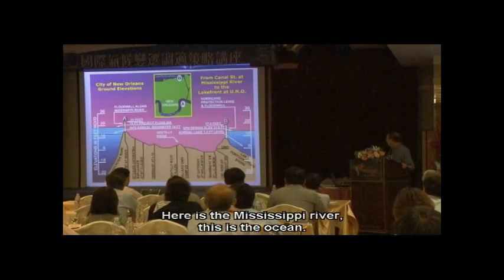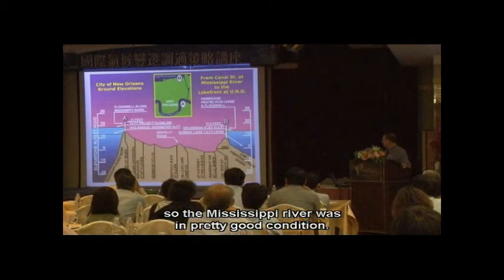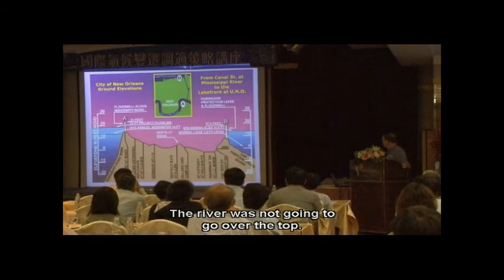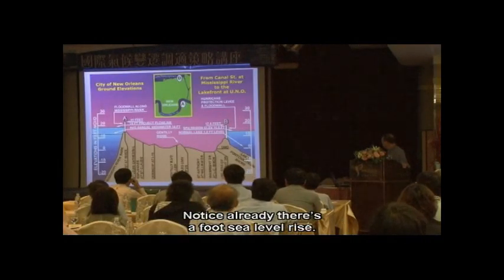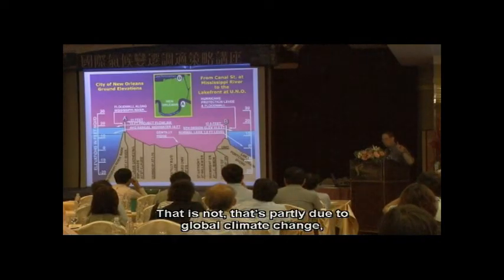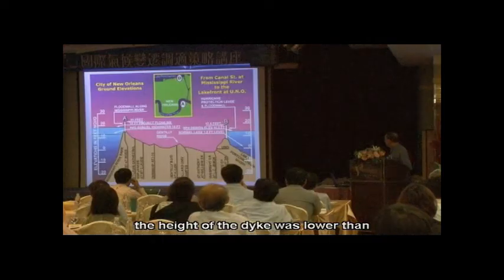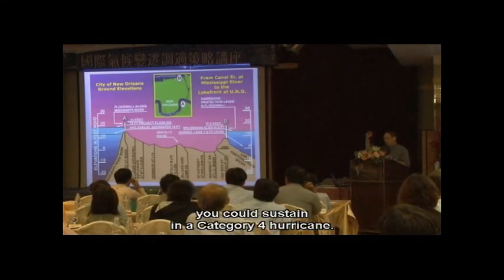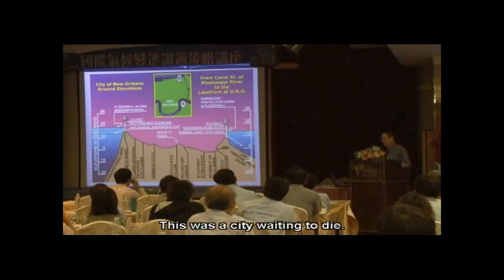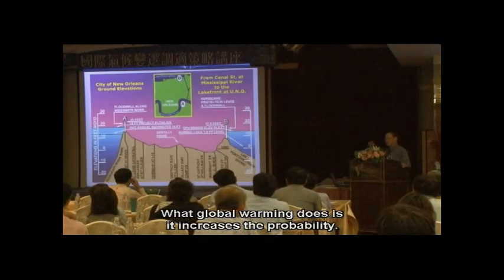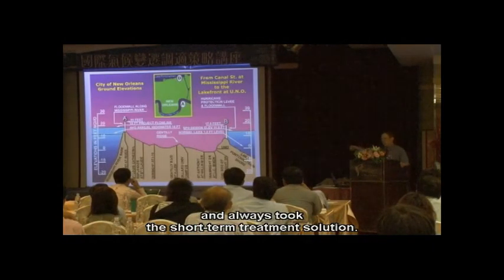Here is the Mississippi River. This is the ocean. The dike is very strong, so the Mississippi River was in pretty good condition. The river was not going to go over the top. But look at this. It was designed for 11-foot surge. Notice already there's a foot sea level rise. That's partly due to global climate change, partly due to pumping of oil, making the land go down. So the combination is that the height of the dike was lower than you could sustain in a Category 4 hurricane. 4 is a big hurricane. And a 5 would take it out. This was the city waiting to die, with or without global warming. What global warming does is increases the probability. And they have been told many times, and always took the short-term, cheap solution.